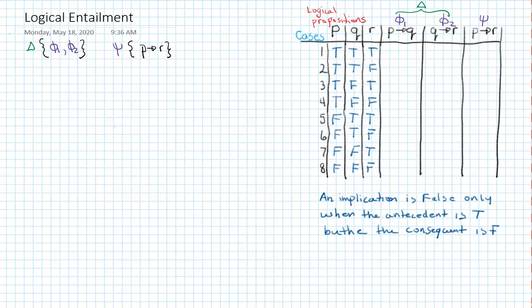So I'm looking for places where P is true, but Q is false. Not here, because they're both true. Here's one. P is true, but Q is false. So that means the implication is false. Another one right here. P is true, Q is false. So another false. So far the implication P implies Q is false, 2 cases.